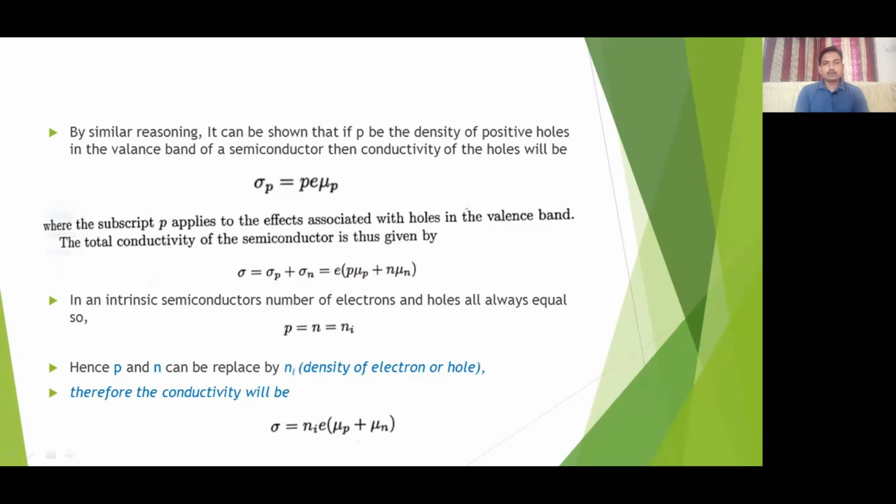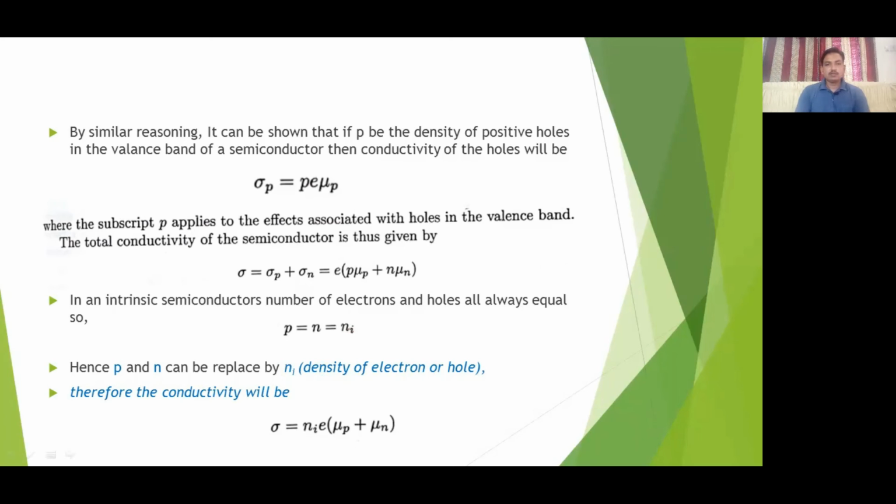But you know that in a pure semiconducting material, there is no impurity atom, so there is no extra energy state. Electrons jump from the valence band to the conduction band, so the number of electrons and the number of holes are always equal. So for an intrinsic semiconductor, P is equal to N, or you can simply write a common name Ni, where P and N can be replaced by Ni, the density of electrons or holes. This can be used for both.